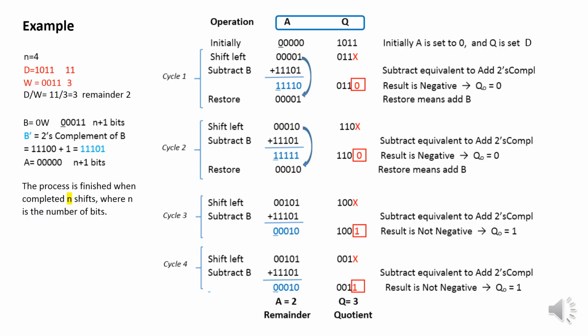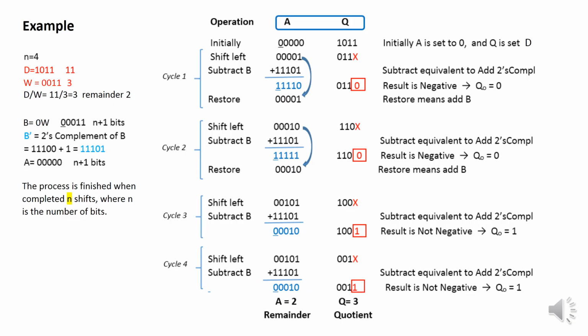After all 4 cycles, the final result of the quotient is shown in the Q register, which is 0011. That means 3 in decimal. And the final remainder is shown in the final value of A, which is 0010. That means 2 in decimal. So the division is correct.